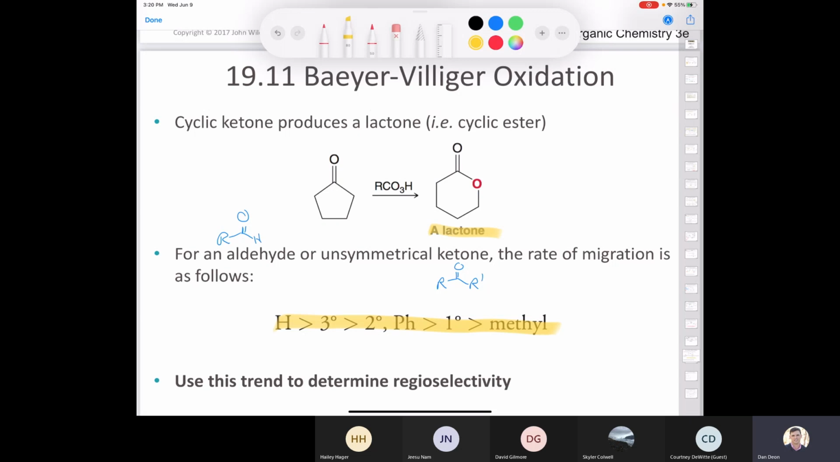your next quiz, okay? And the easiest one to remember is if you have a hydrogen, you end up making a carboxylic acid 100% of the time. So hydrogen, then tertiary, secondary, and phenyl are tied, then primary, and then a methyl is last.